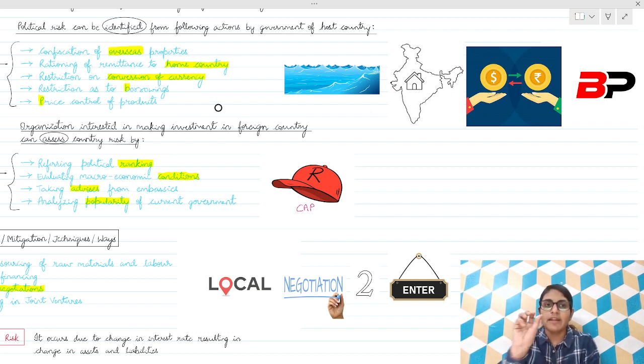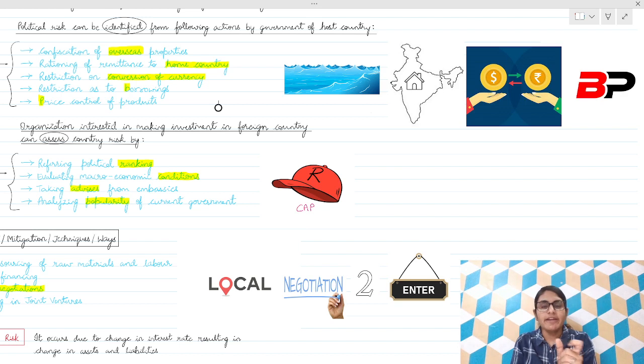Home country: rationing of remittance to home country. Restriction on conversion of currency. B is borrowings: restriction as to borrowings. P is price: price control of products.